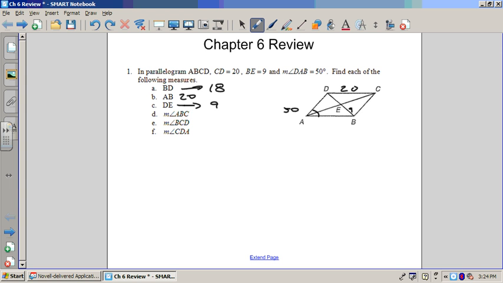The measure of ABC, I'm looking for this angle. In parallelograms, consecutive angles must be supplementary. Since DAB is 50, ABC must be 130. Following around, BCD has to be congruent to DAB, so it has to be 50. And CDA has to be congruent to ABC. It has to be 130 degrees.